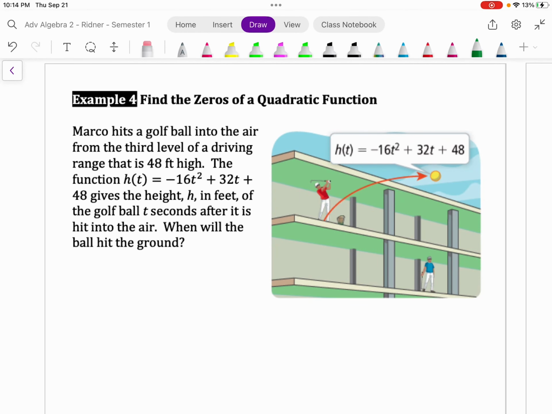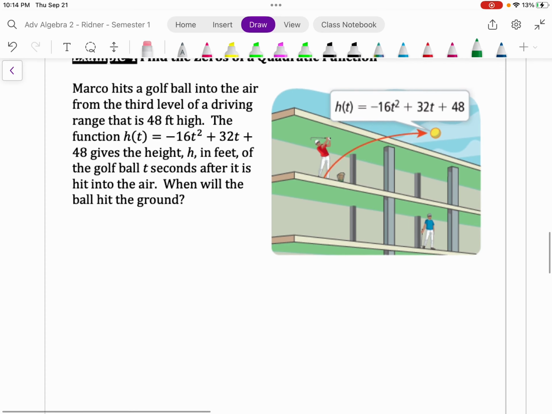All right, finding the zeros using a real world example. So Marco's going to hit a golf ball into the air from the third level of a driving range that is 48 foot high. So think about like Top Golf, okay? That's kind of what this picture reminds me of. The function h of t equals negative 16t squared plus 32t plus 48 gives the height h in feet of the golf ball t seconds after it's hit into the air. When will the ball hit the ground?